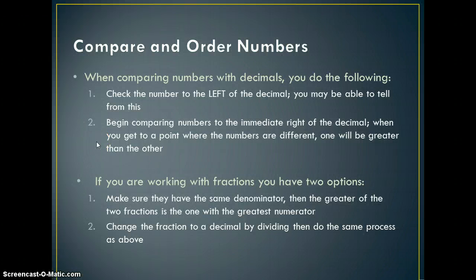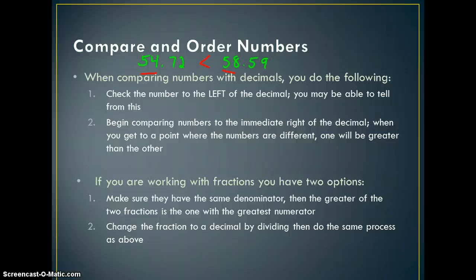A couple of things to think about with comparing and ordering real numbers. When you compare numbers with decimals, we need to do the following things. First, check the number to the left of the decimal and compare those two, because sometimes you can go no further than that. For example, if we have 54.72 and we're comparing it to 58.59, all we have to do is compare 54 and 58 and know that 58.59 is greater than 54.72.